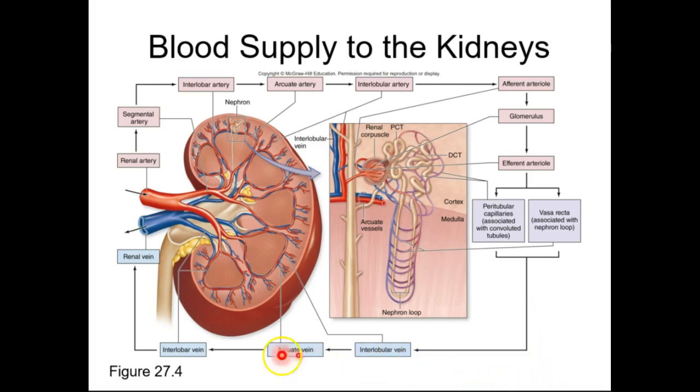Now luckily from here on out it is symmetrical, so you had an interlobar artery. The next thing that you come back up to is an interlobular vein, then an arcuate vein, then an interlobar vein, segmental veins, and then the renal vein. So once you've learned one side, you know the other. The only fiddly bits are down here at the nephron level.